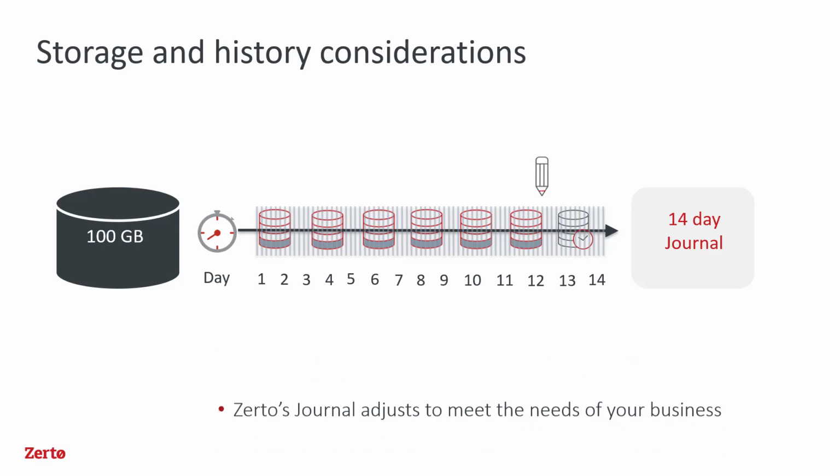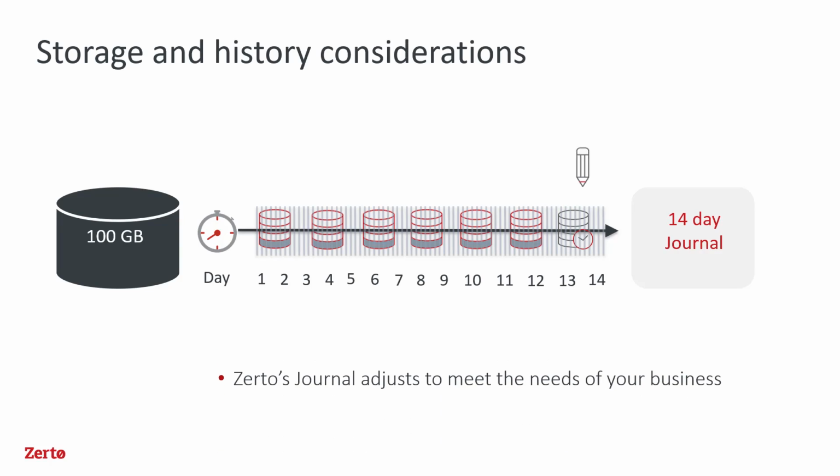If the next week the I/O from the production VM is lower, Zerto will adjust again to keep 14 days. If you can keep 14 days and it only takes up 32 gigs instead of 100, the journal will be kept at the smaller size. Zerto's journal adjusts to ebbs and flows of your business and saves you from wasting space.